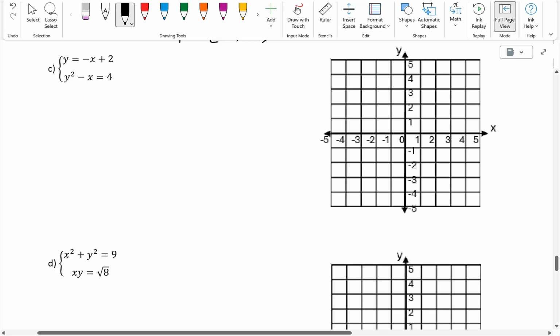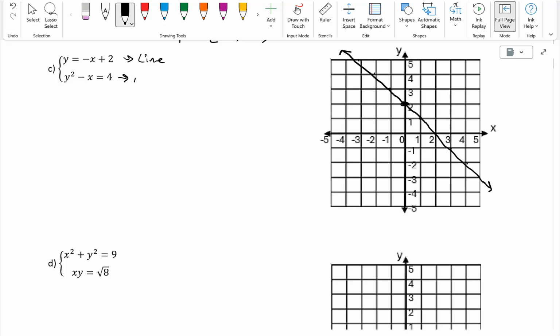For C, we have y equals minus x plus 2. We know that's a linear function. It's got a y-intercept at 2 and a slope of negative 1. So we can go back 1, up 1, or right 1, down 1. And we can graph that function. And our second equation is a parabola. It's an x with a y squared. So again, this is going to be one of those that opens left or right.